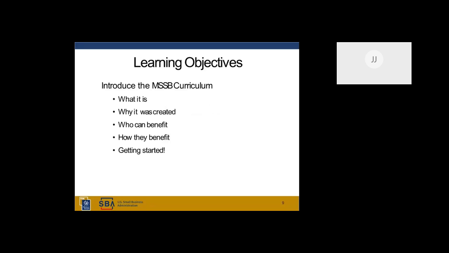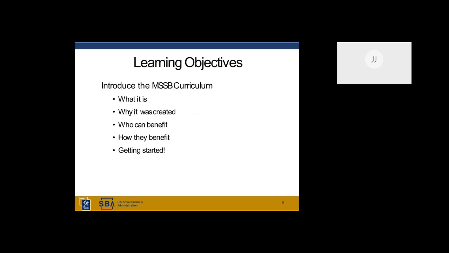All right, like I mentioned, I'm going to move on. We're going to be looking at the learning objectives. So our goal today is to introduce you, obviously, to the MSSB curriculum. We're going to be looking at what it is, why it was created, who can benefit, how they benefit, and getting started with this product.